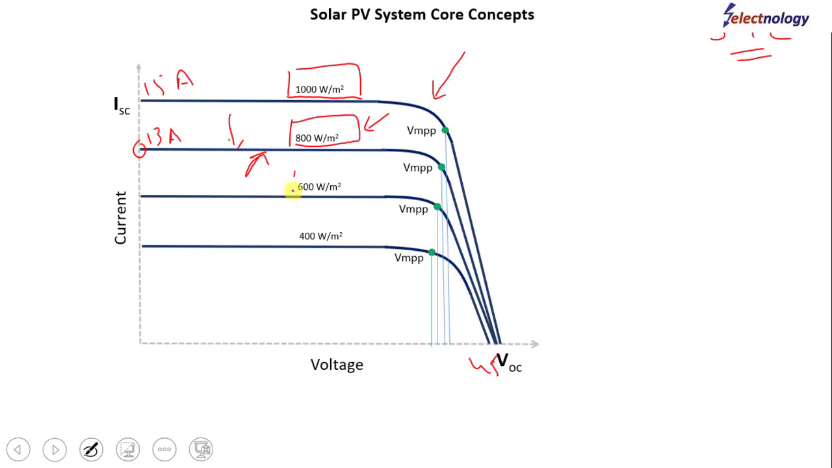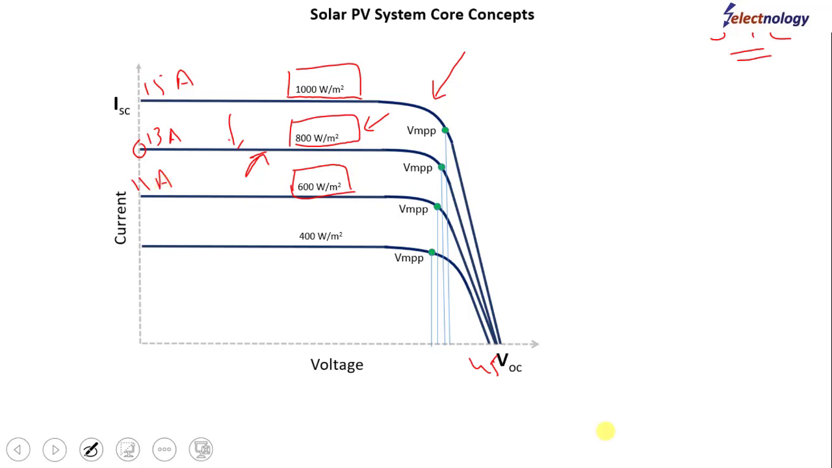Similarly, if the solar energy is 600 watt per meter square, we can see that the graph is shifting down. Let's assume that it may be, for example, 11 amperes or 10 amperes. So at 600 watt per meter square of sun energy, the maximum possible current to be supplied by the PV module could be 11 amperes, or whatever the relationship defined by the manufacturer.